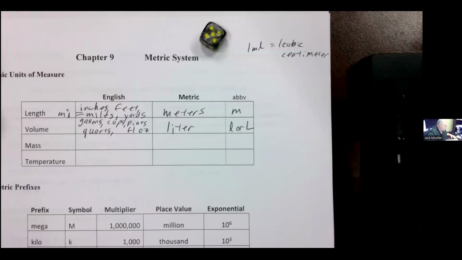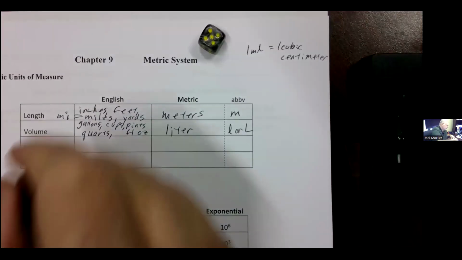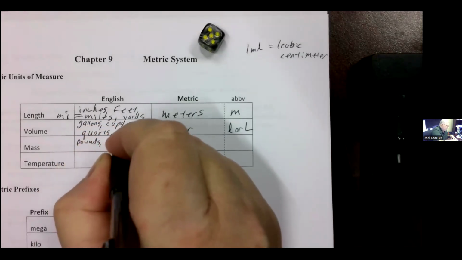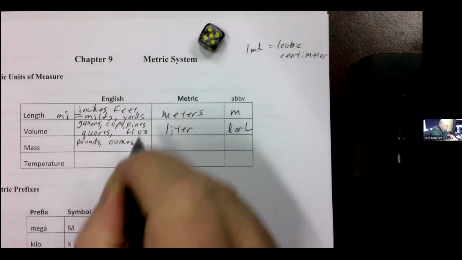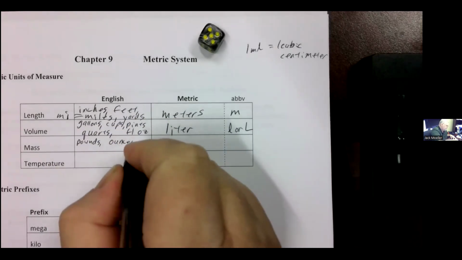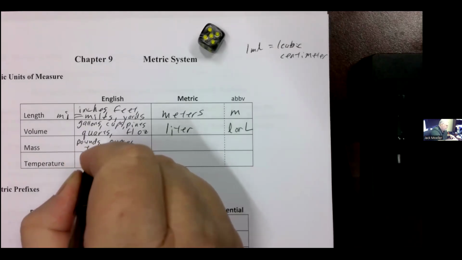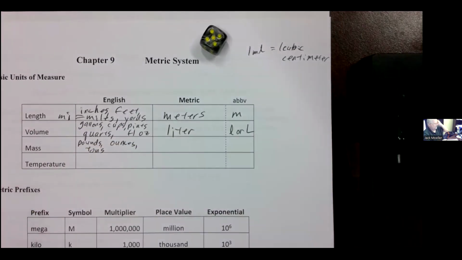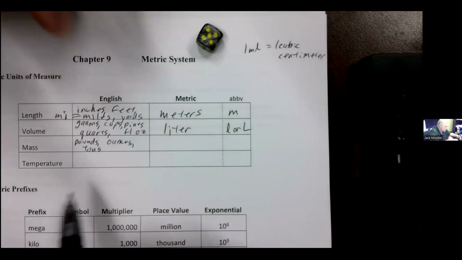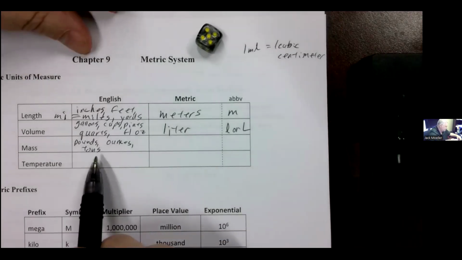All right. So how about mass? In the English system, the most common one is pounds. We have ounces. Again, fluid ounces is volume. Ounces by itself is mass or weight. If you get really big, we get into tons. How many pounds are in a ton? 2,000. We don't have as many units of measure for mass.